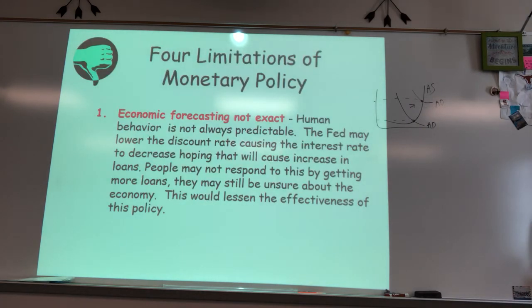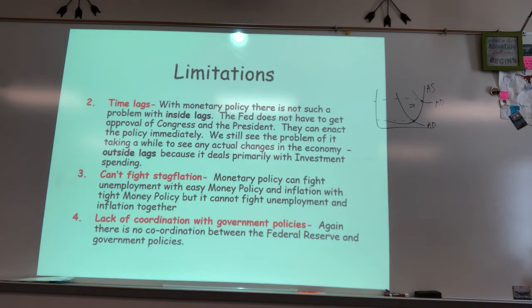Economic forecasting is not exact. Human behavior is not always predictable. The Fed may lower the discount rate, causing the interest rate to decrease, hoping that it would increase the loans. But people may not respond and get that money out there. Again, we see that sometimes people don't act as we expect them to. There are timelines. Within monetary policy, it does take time for things to get through, like the reserve requirement and the discount rate. The easiest one for them to do is the buying and selling of bonds, because that happens overnight.